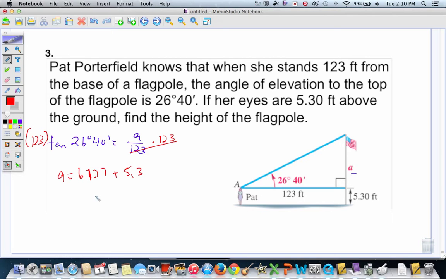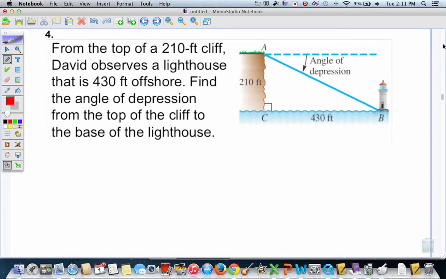We have to add the 5.3 feet that Pat is above the ground. So we're looking at about 66.07. Oops, let's try that again. 67.07, or the flagpole is about 67 feet tall. First word problem. Let's move on to the next one.